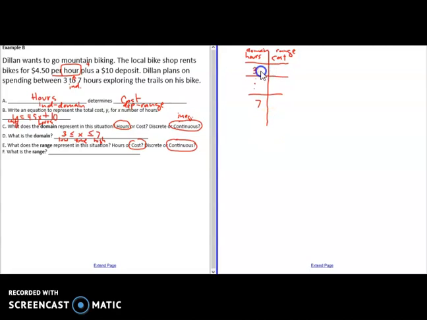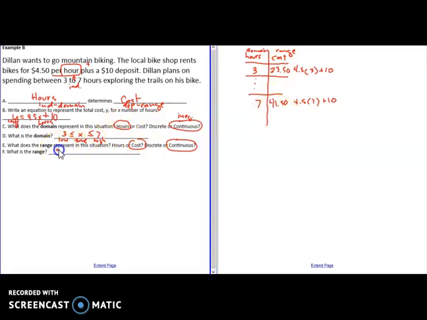So if he does 3 hours, it'd be $4.50 times 3 plus the 10. If he goes 7 hours, it's $4.50 times 7 hours plus 10. Okay, so let's see what those equal. All right, so using my calculator, I can figure out 3 hours would be $23.50, and 7 hours would be $41.50.